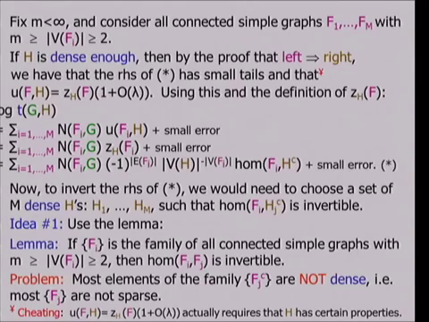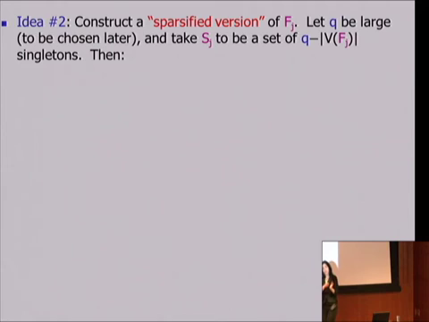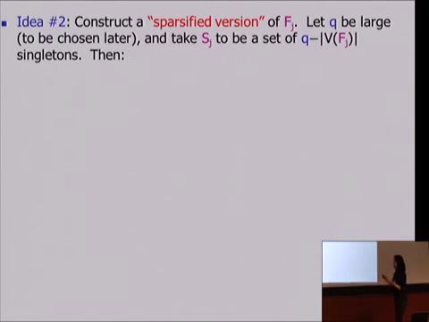So now I'm going to do a trick, which is I'm going to take a sparsified version of these graphs. These F's are just all graphs up to a certain size, and I'm going to sparsify them. So what I'm going to do is take a very large number of singletons, Q of them, not Q minus the size of F of them, and I'm going to take the union of those with F. So I'm going to take F, which is the graph that I've got. I want F to be sparse, okay? And it may be sparse and it may not be sparse. If I add a ton of singletons to it, then it's sparse, okay?